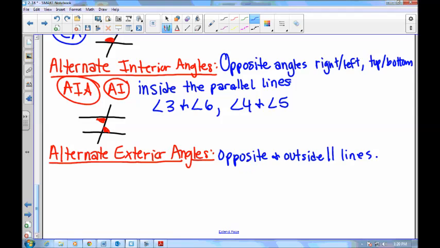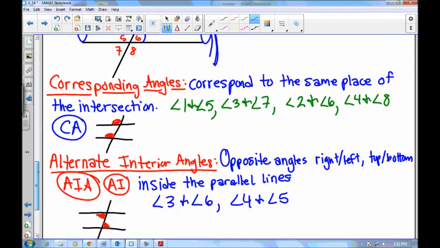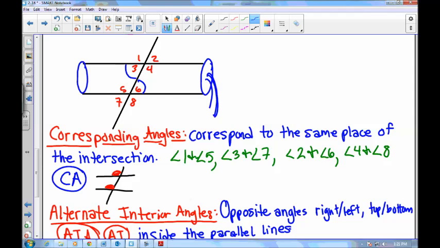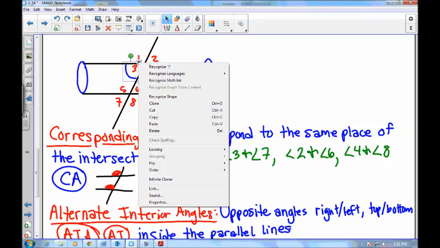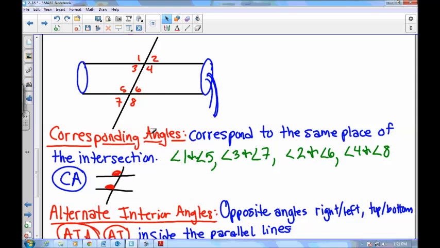Get used to that, those 2 vertical lines. So AEA, or sometimes just AE, alternate exterior angles. So again, we're going to go back to our picture and look for alternate exterior angles. I really like using the tube analogy so that we can see inside the tube, outside the tube.